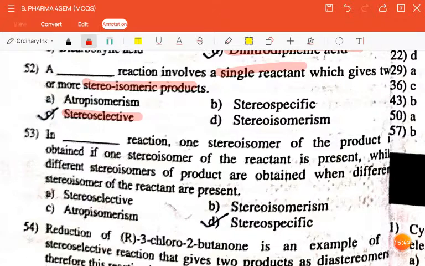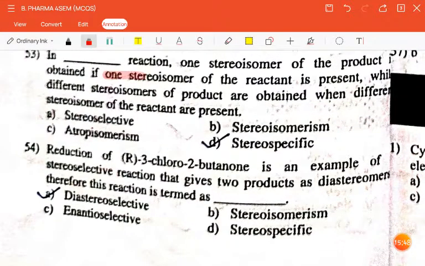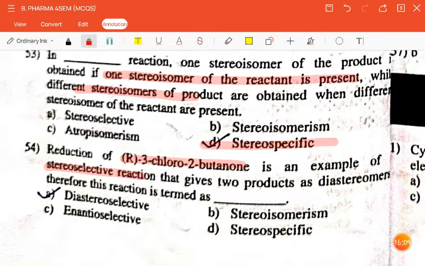The next question is, in dash reaction, one stereoisomer of the product is obtained if one stereoisomer of the reactant is present, while different stereoisomers of product are obtained when different stereoisomers of the reactant are present. So the correct answer is stereospecific. The next question is, the reduction of R3-chloro-2-butanone is an example of a stereoselective reaction that gives two products as stereoisomers. Therefore, this reaction is termed as diastereoselective, stereoisomerism, enantioselective, stereospecific. So the correct answer is stereoselective.